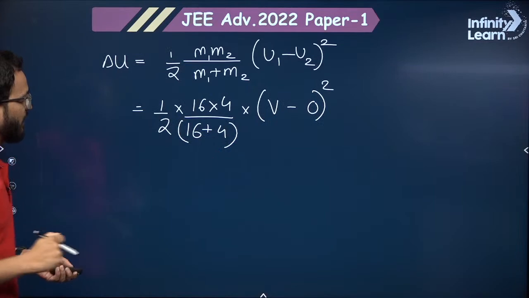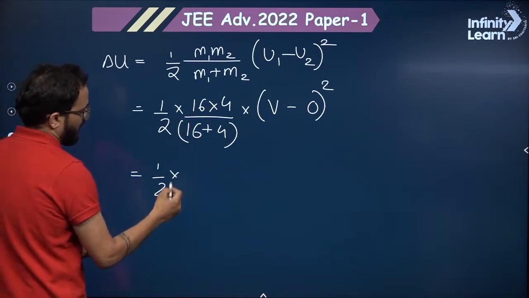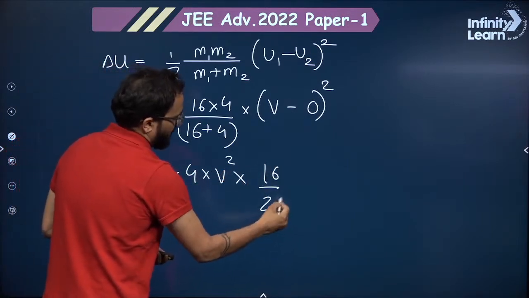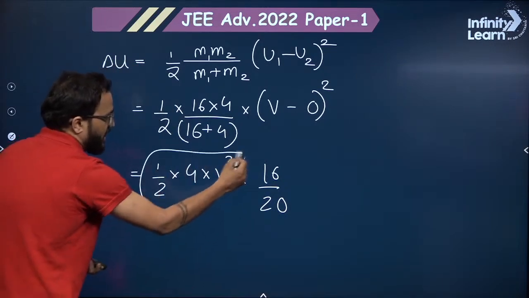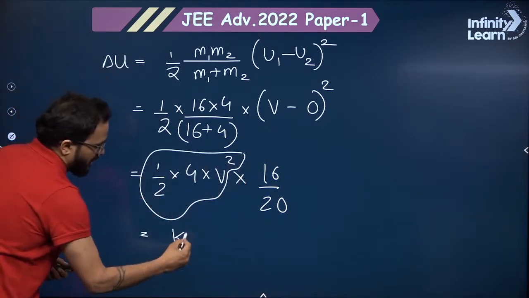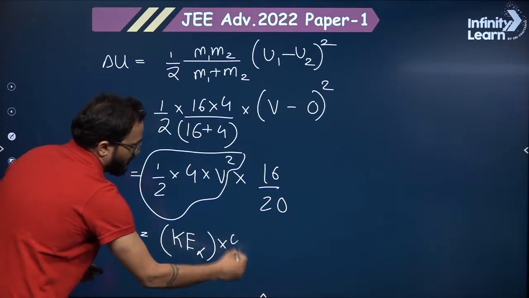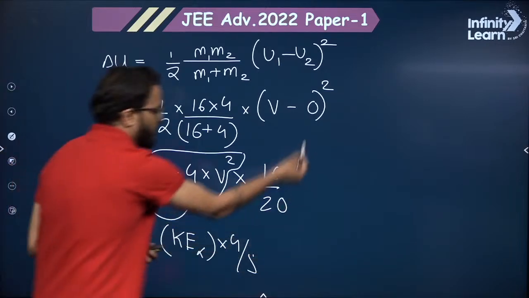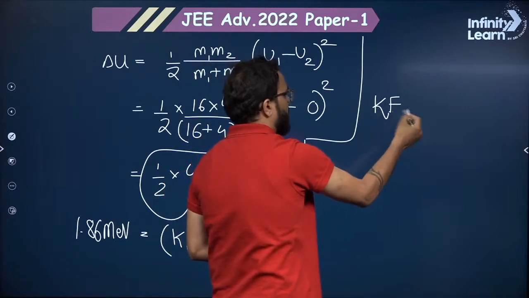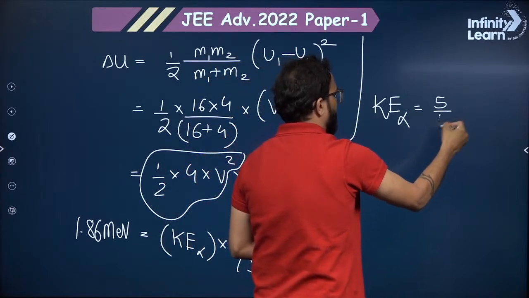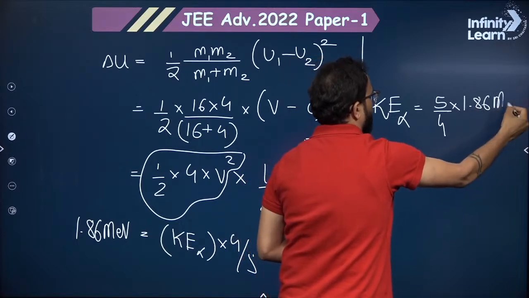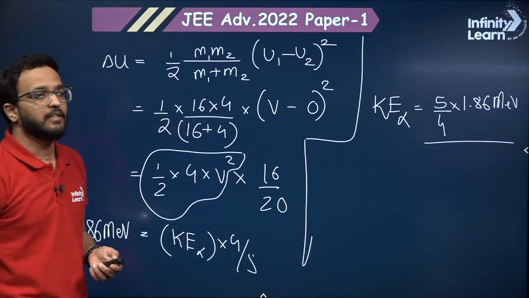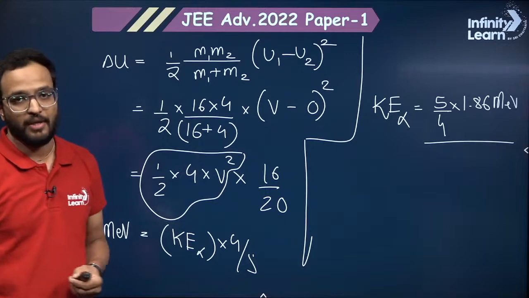So what they have given is half into 4 into v square into 16 by 20, if you see closely. Can you see that this is the kinetic energy of the alpha particle only? So this is the kinetic energy of the alpha particle that we wanted, into 4 by 5. This is 1.86 mega electron volt. So we will say the kinetic energy of the alpha particle will be 5 by 4 times 1.86 mega electron volt. Now solve it, and that is your answer. Clear everyone? Yes? So whatever numerical value you get here, that will be your answer.